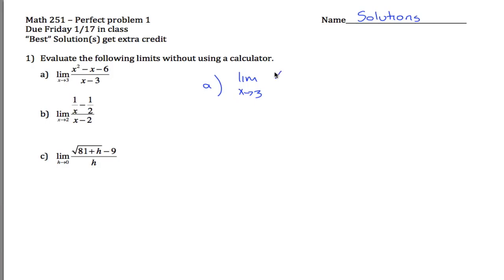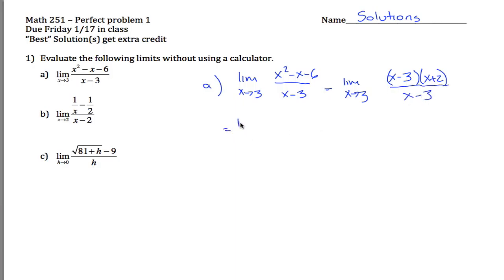Instead of looking at the limit as x approaches 3 of this function, we'll look at the limit as x approaches 3 of a different function, a function that's the exact same as this function in all spots except for one spot. What I'm trying to say is if you factor this thing out, I can rewrite this expression as just x minus 3 times x plus 2 divided by x minus 3.